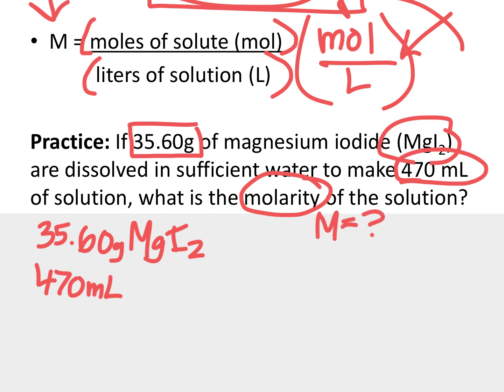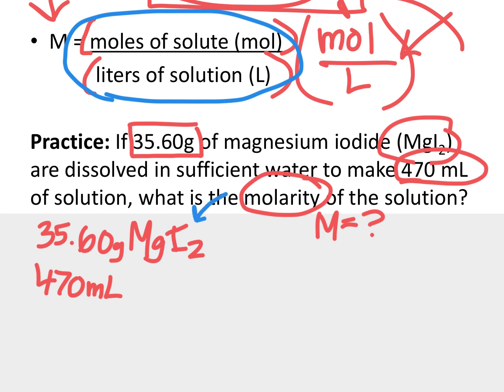Well, we know that molarity is the moles of solute divided by the liters of solution. But here's the problem. We don't have moles of solute and we don't have liters of the solution. We have milliliters of the solution and grams of the solute. Remember, since this magnesium iodide is the thing that's dissolved in the water, it's the solute. So we're going to need to convert both of these so that we can get this properly plugged into our equation. So let's do that. I'm going to erase a couple things to make some room. Okay, are we ready?